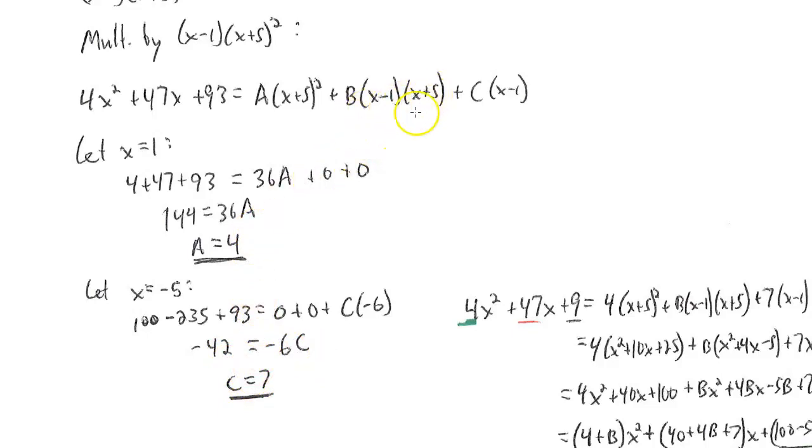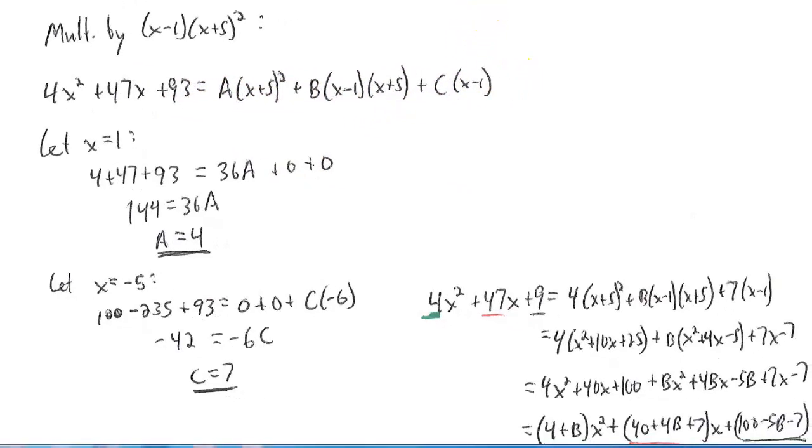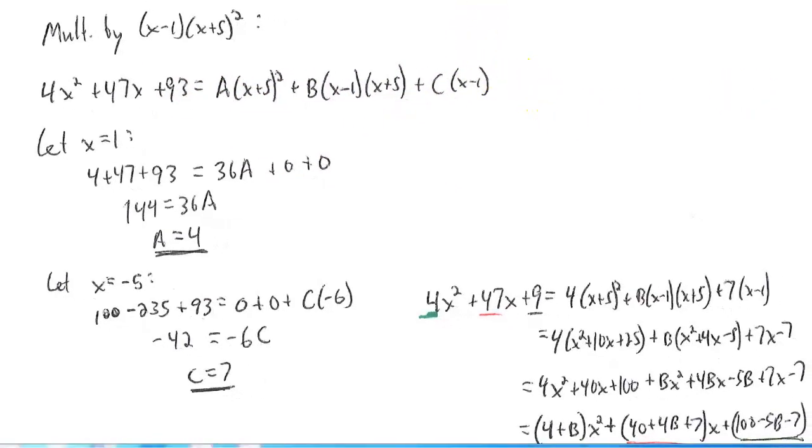Okay, now how do we find the b? The problem is if we're plugging in a negative 5 or a 1, these things get 0, and so we can't find the b by just plugging in numbers. So how do we find the b? Well, what we can do is let the a be 4 and the c be 7 and just multiply everything out here and then line up the coefficients. Okay, and I've done that over here.